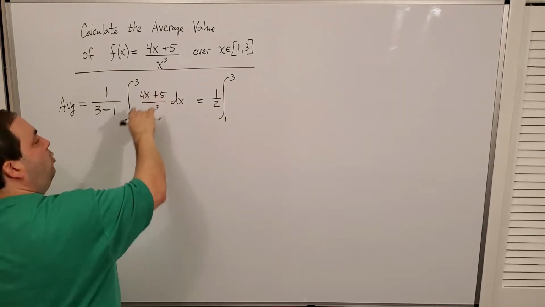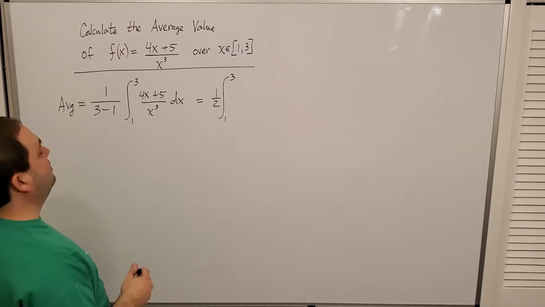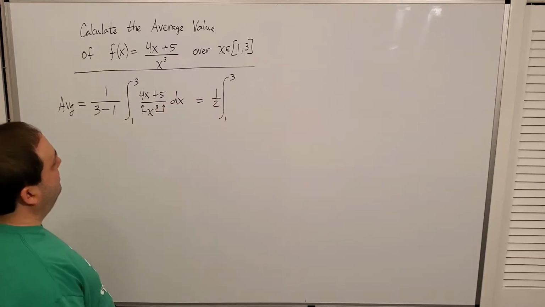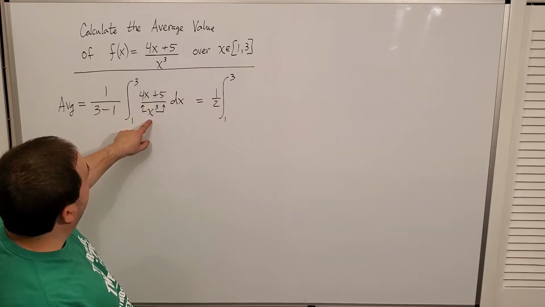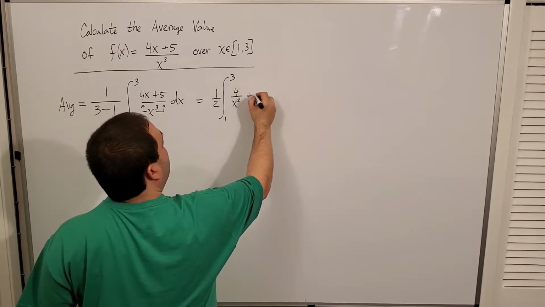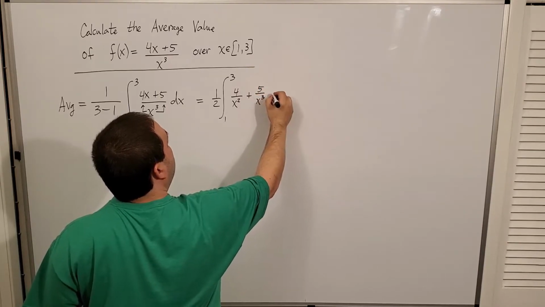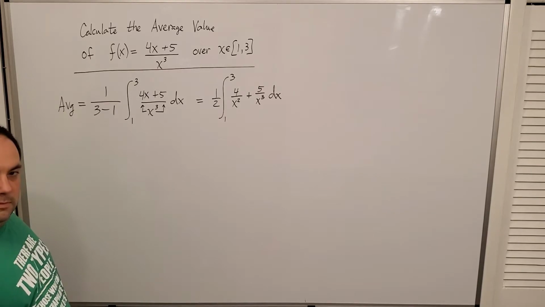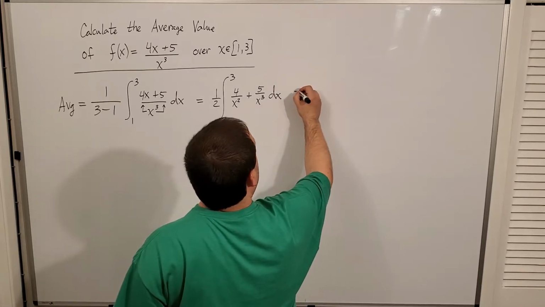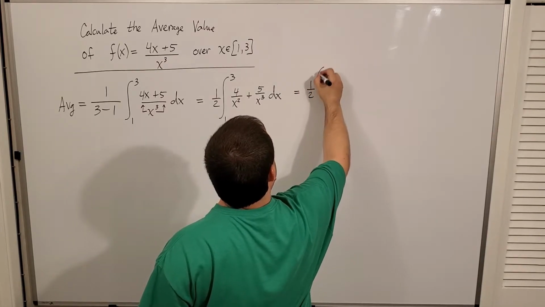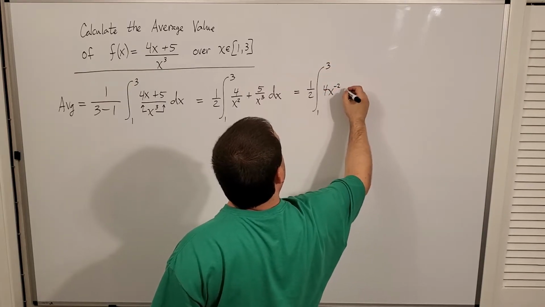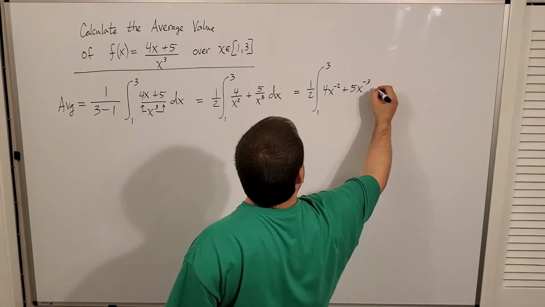And I don't like the quotient setup on this one. So what I'm going to do is split the x cubed between each of these two pieces. That's going to give me 4x over x cubed, which is just 4 over x squared, plus 5 over x cubed. Okay, next I will rewrite these as something that I can use the power rule with. That's 4x to the negative 2 plus 5x to the negative 3.